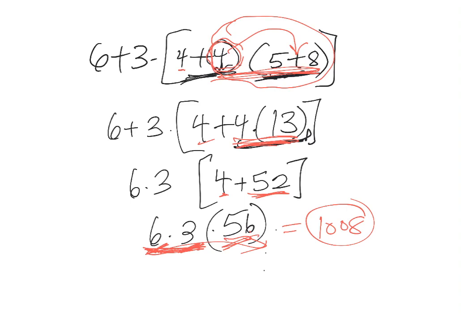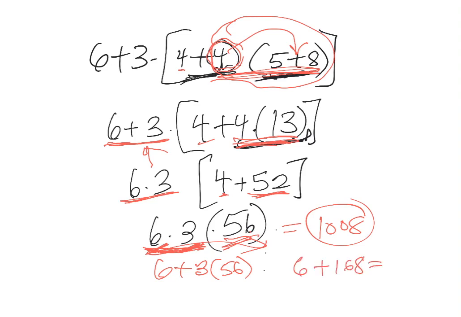I apologize. This is actually not 6 times 3. This is 6 plus 3 back up here. So I wrote the problem wrong coming down. I apologize. So that would actually be 6 plus 3 times 56. So you would do 56 times 3 and then you add 6 to it. So it would be 6 plus 168 and that would be your final answer, which is 174.